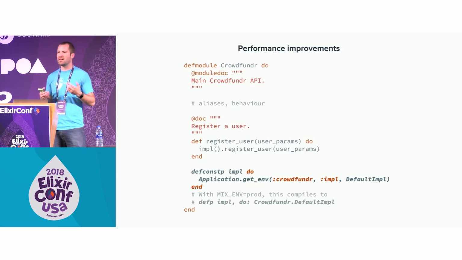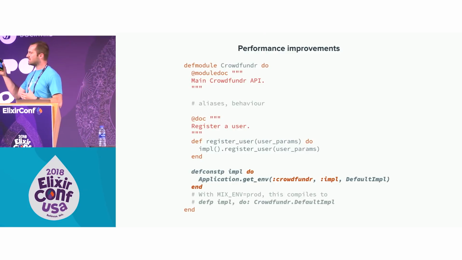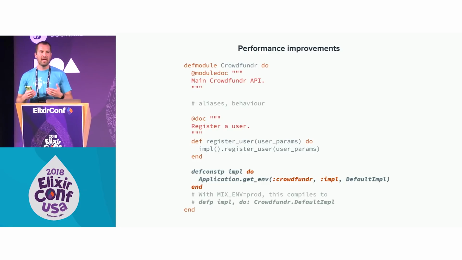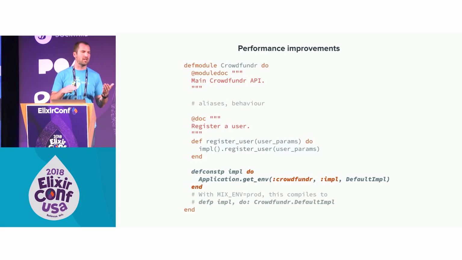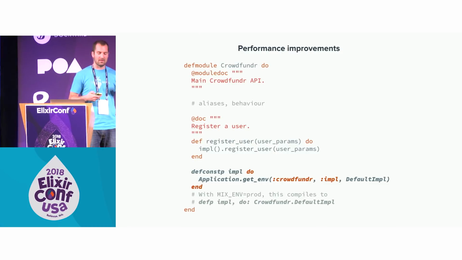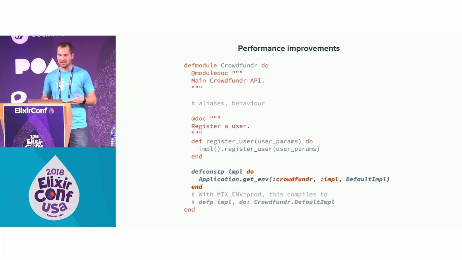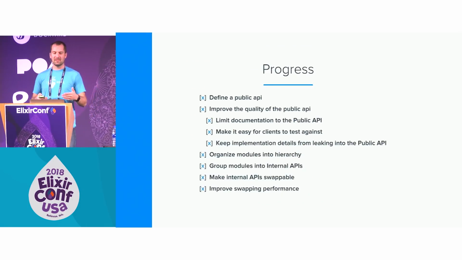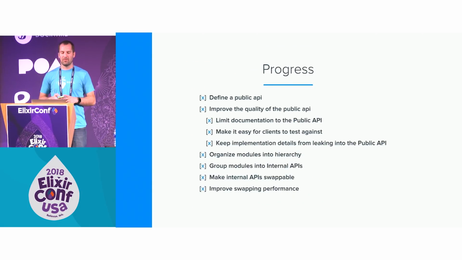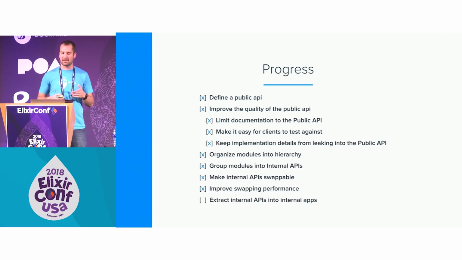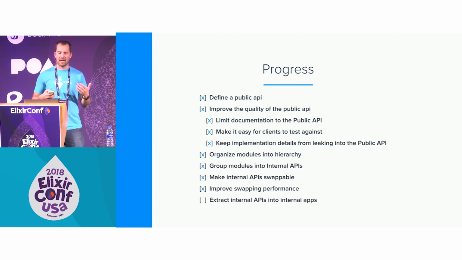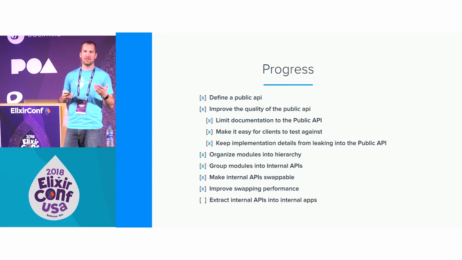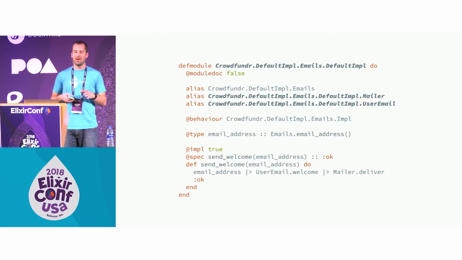But then when you're compiling for production, it evaluates this at compile time and just inserts the module name that you want to call. And that's an order of magnitude faster, but it's still really small. Anyways, so we've improved the swapping performance, and then lastly, we want to extract these APIs into internal apps, and I'll show you why here.